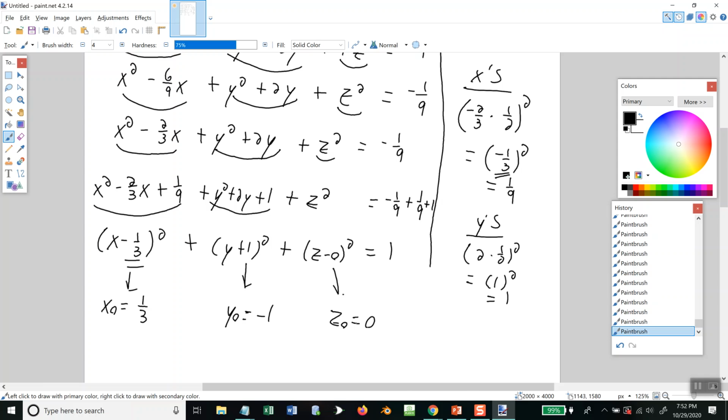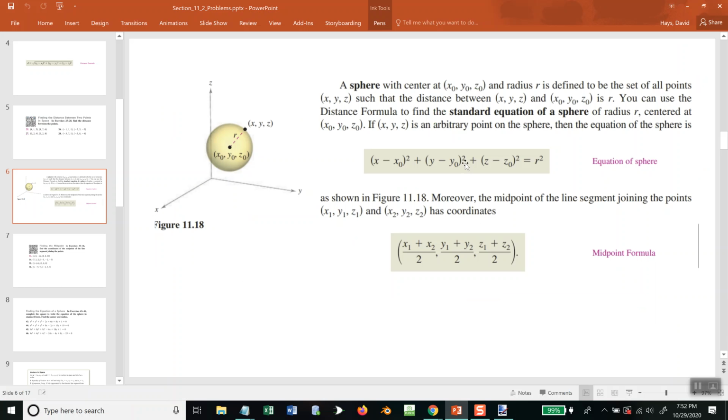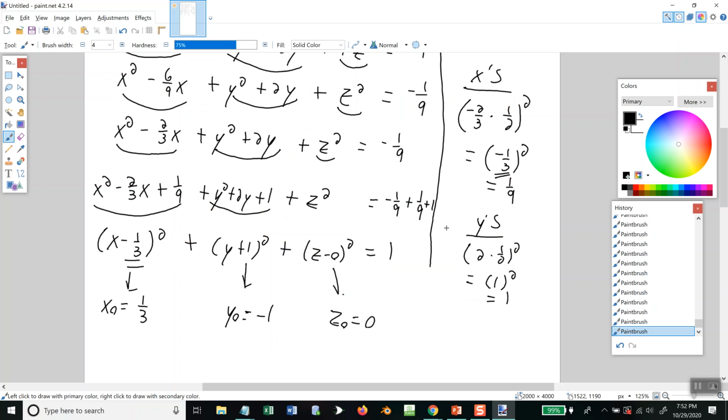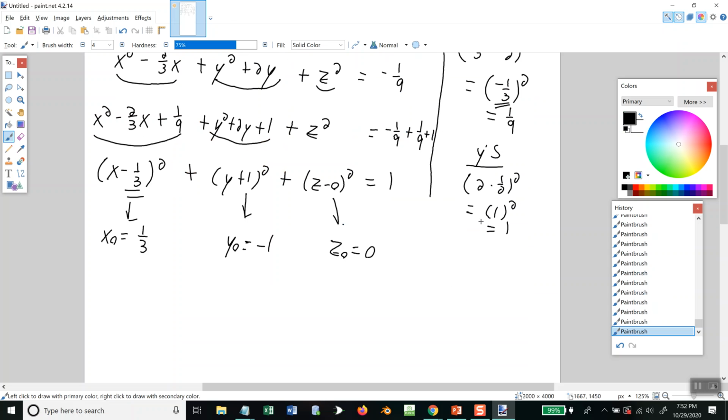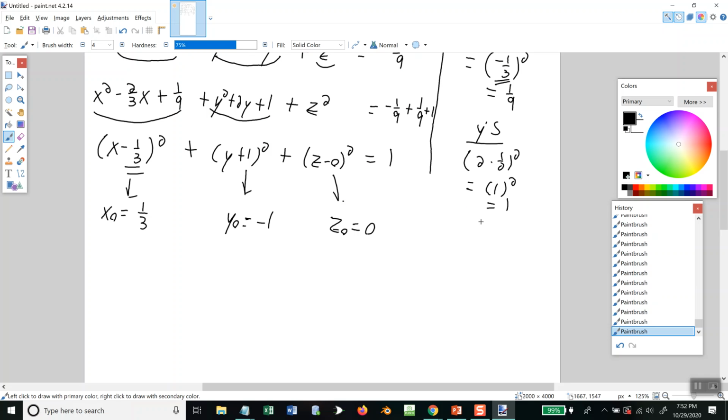If you're wondering why the opposite sign, in my formula I have minuses, negatives. Whenever you have a minus or negative in your formula, that's what flips signs. So my center is going to be 1/3, negative 1, 0. And my radius, we take the square root of this, which is just 1.